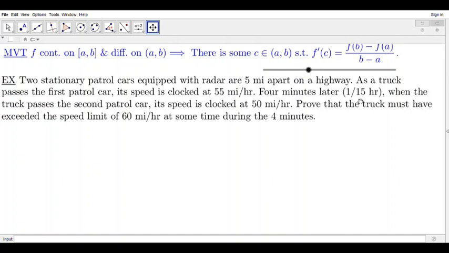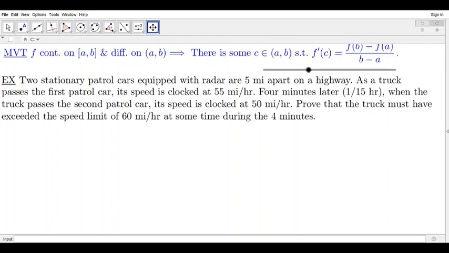The first patrol car detects 55 miles per hour. The second patrol car detects 15 miles per hour. Prove that the truck must have exceeded the speed limit of 60 miles per hour at some time during the 4 minutes. Alright, now this problem is asking us to prove something about the speed of the car.